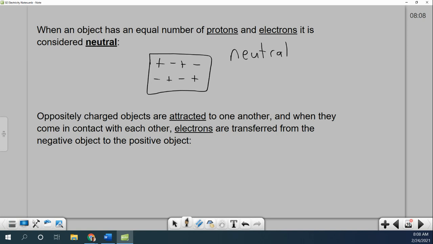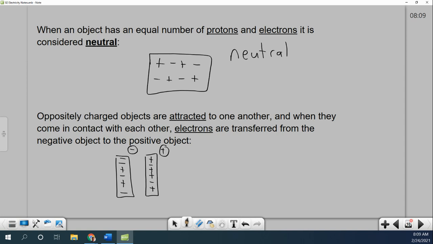Now, oppositely charged objects are attracted to one another, and when they come in contact with each other, they're not pouring fluid back and forth. They're transferring electrons from the negative object to the positive object. So I got 2 positives and 4 negatives on that object. So this one is negatively charged. One, two, three, 4 positives and 2 negatives. That one would be positively charged. And so they're attracted to each other.